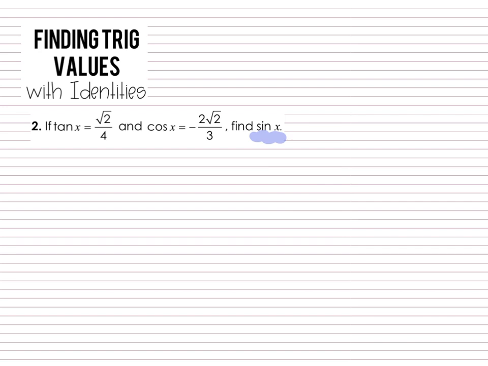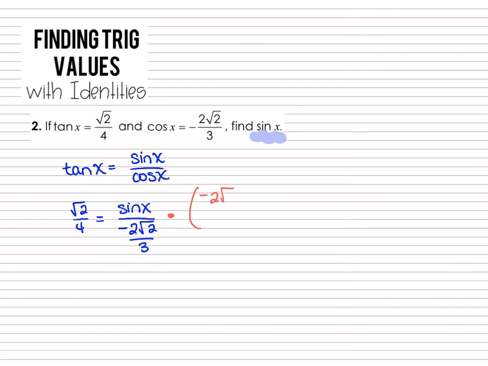So if we think about the tangent basic identity, we know that the tangent of x is equal to the sine of x over the cosine of x. Now we have two pieces of information out of these three that we can fill in. So tangent we know is the square root of 2 over 4. Sine is what we're looking for. And we have that the cosine is negative 2 square roots of 2 over 3. So when we're trying to solve for this, we want to isolate the sine of x. So we're going to multiply both sides by negative 2 square roots of 2 over 3.